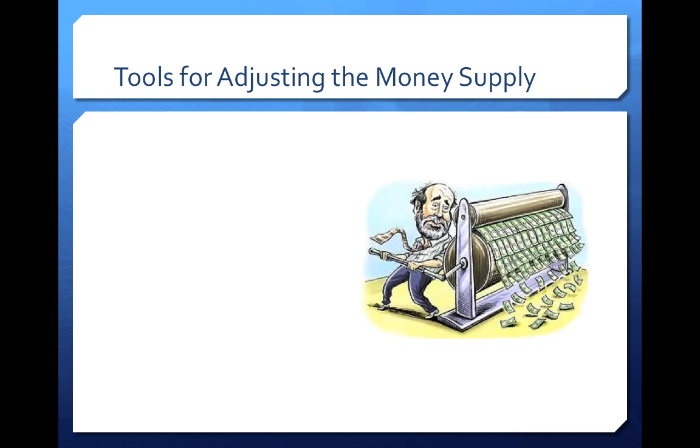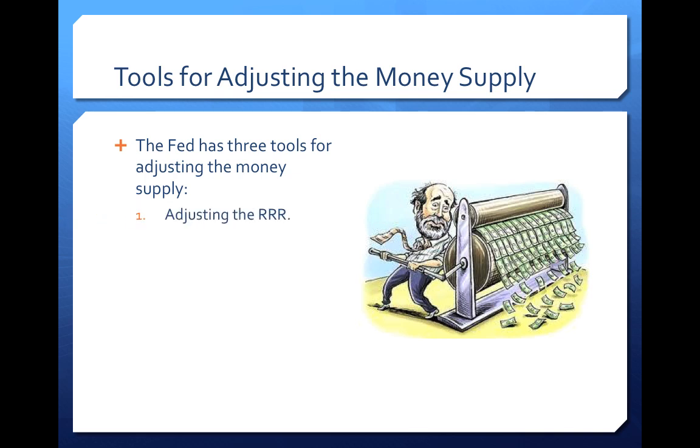And there are numerous tools that the federal government uses to adjust the money supply, apart from just cranking out dollar bills. The Fed has 3 basic tools which it uses to control the supply of money. One is adjusting the required reserve ratio, which we just discussed. 2 is changing the discount rate. And 3, open market operations. And we're going to discuss each of those.